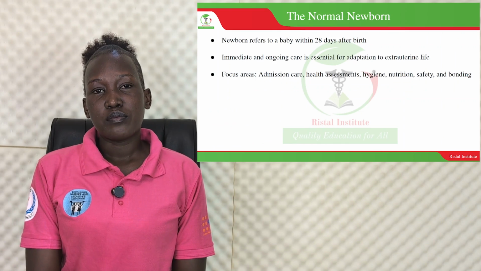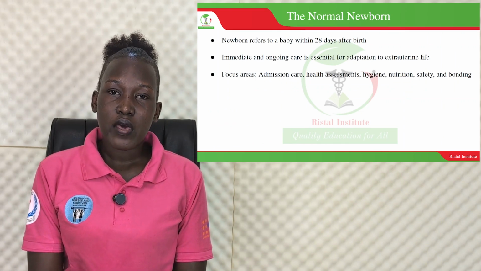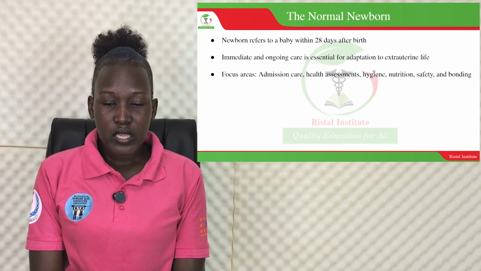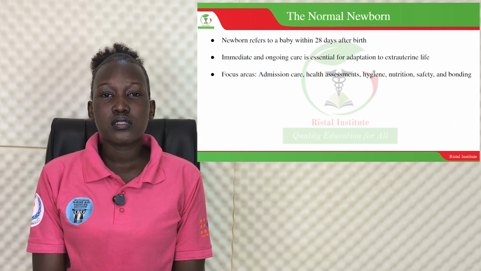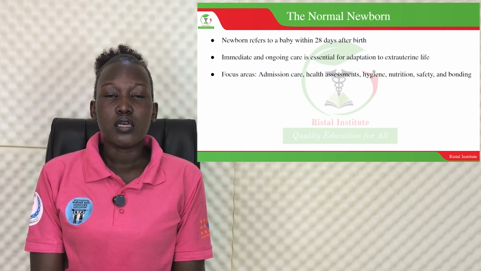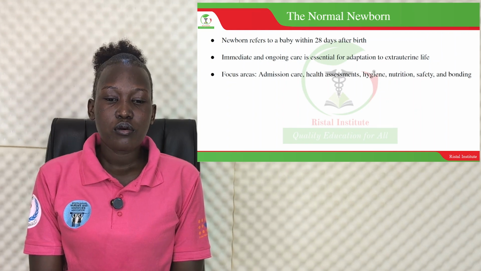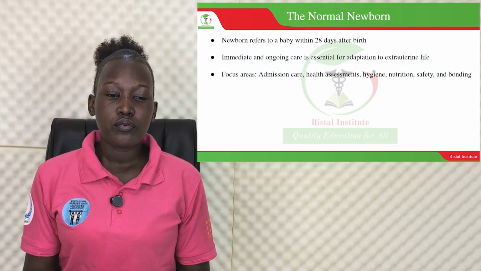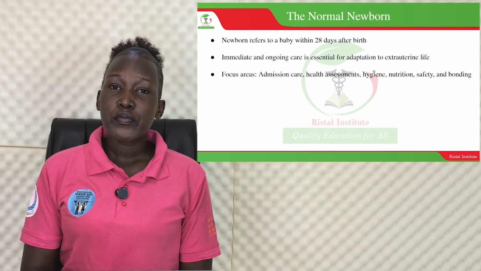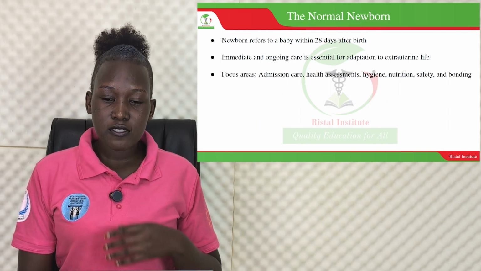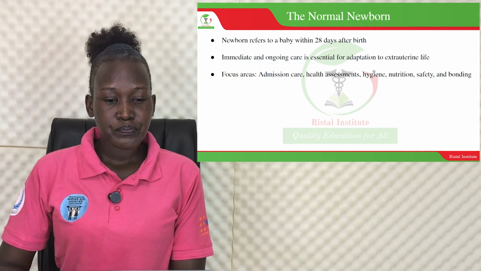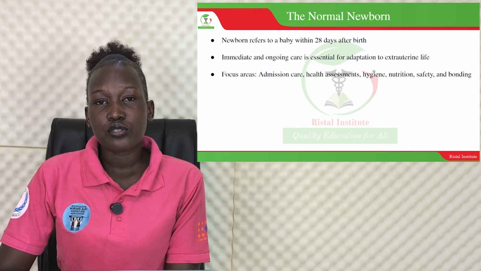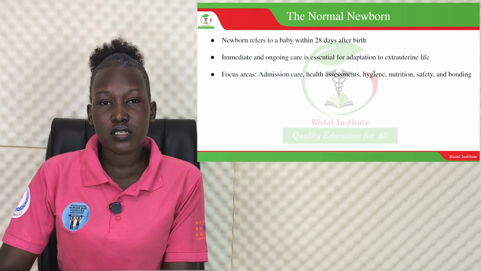A newborn refers to a baby within 28 days after birth. So any child or any baby which is just 28 days old is still called a newborn or a neonate. In most cases, we call it the neonatal period. A neonatal period is that period within 28 days following birth. Immediate and ongoing care is essential for adaptation to extrauterine life.